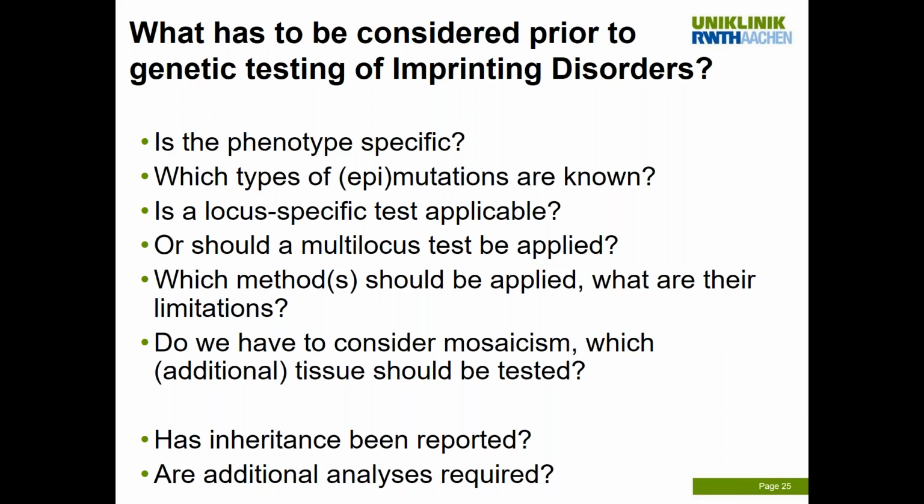Is a locus-specific test applicable, or should we rather apply a multi-locus test? I mentioned that before. Then the different methods have different limitations and advantages. You should be aware of that. Of course, it's the job of the laboratory offering you, as clinicians, the genetic test. Labs should inform you about the limitations and the advantages of the methods. Then we have to ask, do we have mosaicism? Has mosaicism been observed? Should we test further tissues than blood? Are additional tissues necessary? Then later for the reporting, has inheritance been reported?